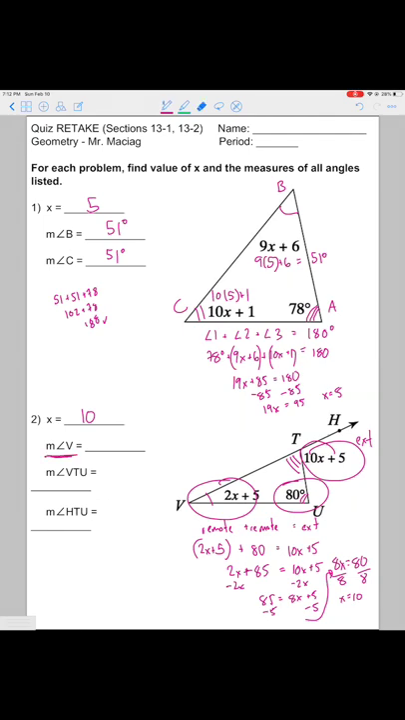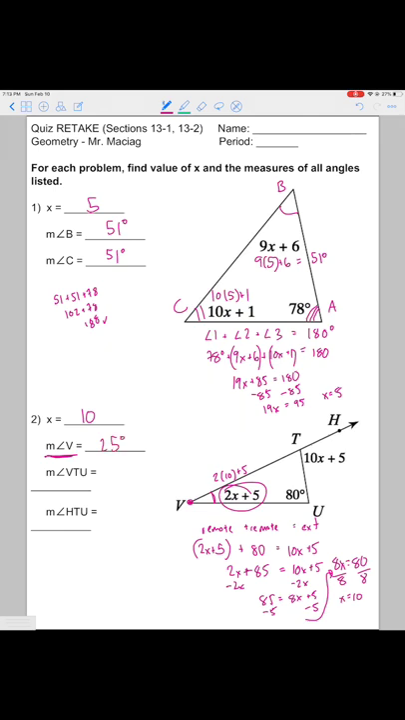I'm going to erase all the markings I made on the diagram just so we can see everything a little bit better. Angle V, I find V, there's only one letter, so I'm talking about this angle, which is this expression. So I plug 10 into that. 2 times 10 plus 5, that's 20 plus 5, so 25 degrees.